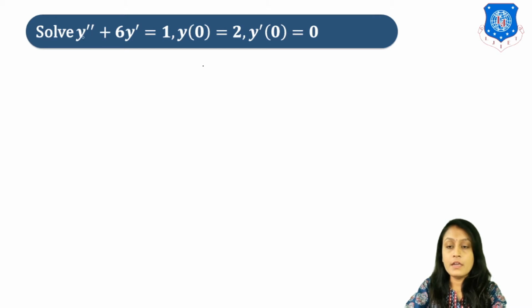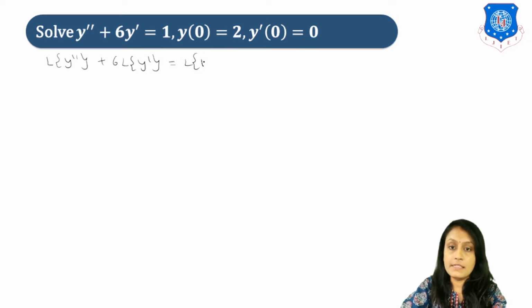Now here we have y'' plus 6y' is equal to 1, and y(0) is equal to 2 and y'(0) is equal to 0 is given. So this equation is given. Firstly, what we have to do is apply the Laplace transform everywhere, and we'll apply the linearity property, so we can split like this.